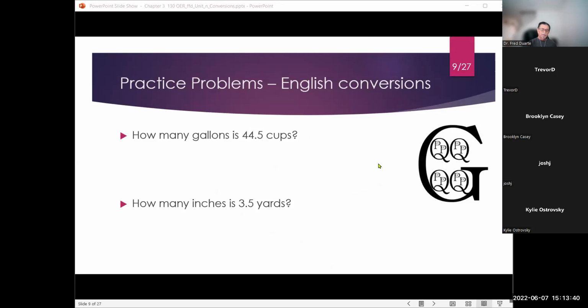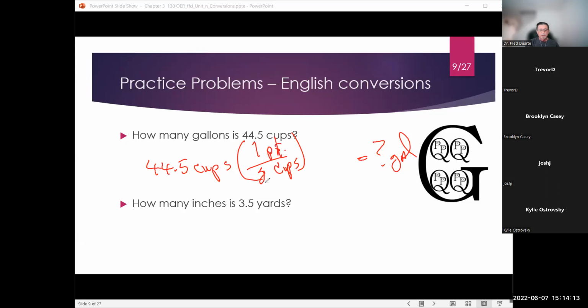All right, so for example, we have how many gallons are in 44.5 cups? Well, again, we write down what we're given, and what we're looking for is gallons. And so we need conversion factors, one that gets rid of cups. Well, what do we know? We know that there are 2 cups in 1 pint, right? That gets rid of the cups, right? But we're not at gallons, so we need a conversion factor that gets rid of pints. We know that in 1 quart, there are 2 pints.